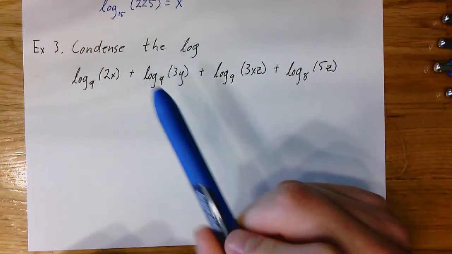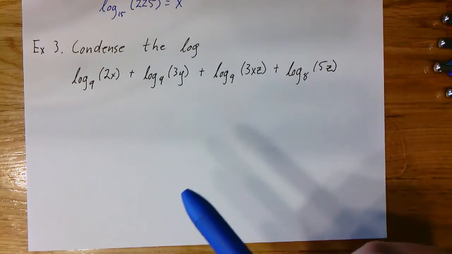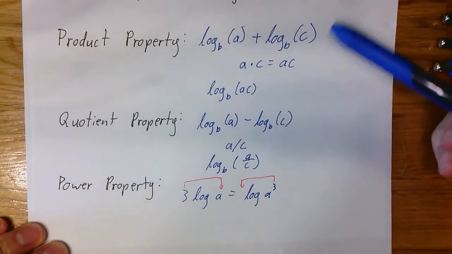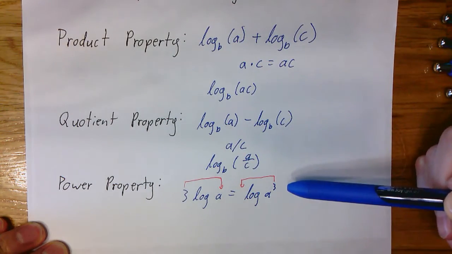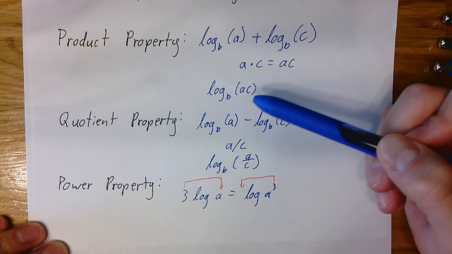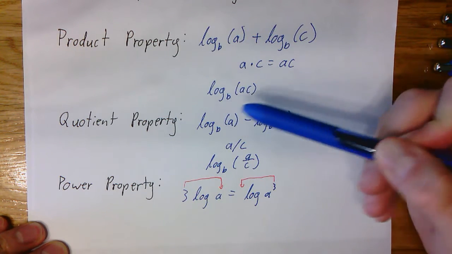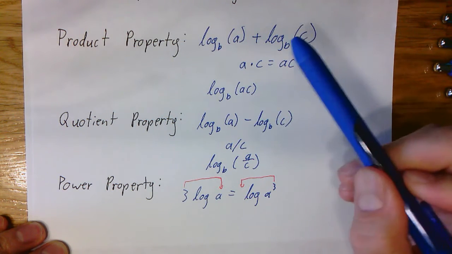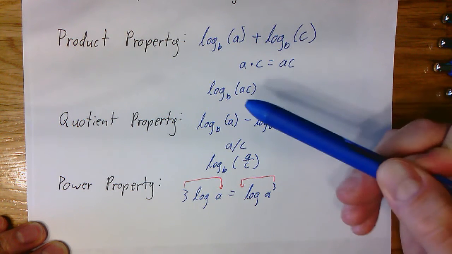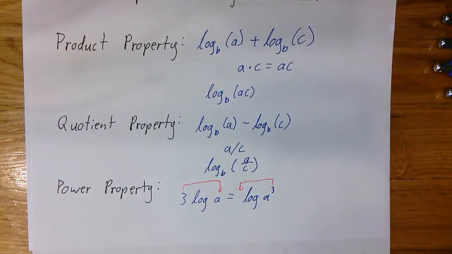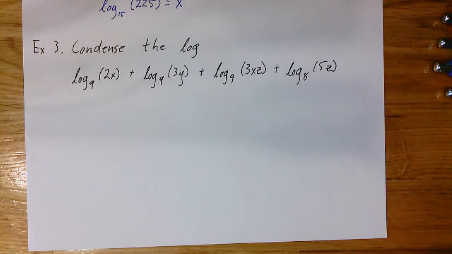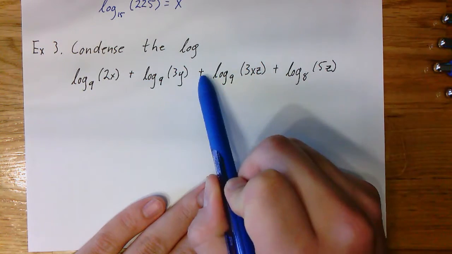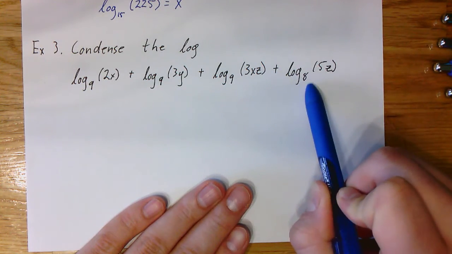So to condense logs, we're going to use our three properties, the product property, the quotient property, and the power property. And we're trying to make them into one logarithm like this, not multiple logarithms like this. So we're trying to take 2 or 3 or 4 logs and then stick them together using these properties. Okay. So for this, we have a log plus a log plus a log plus a log.